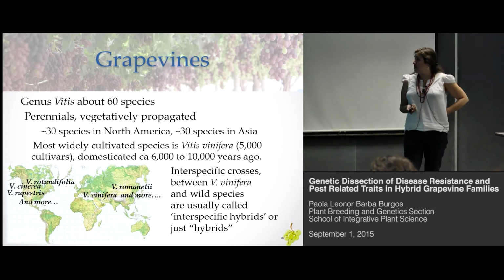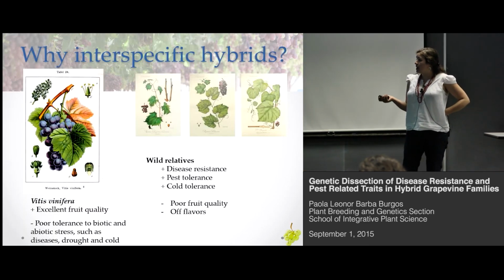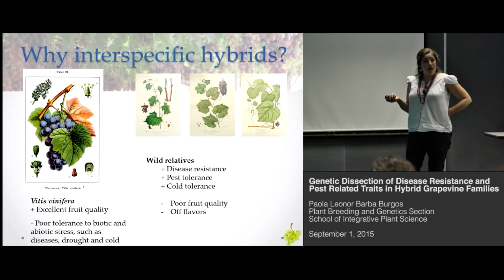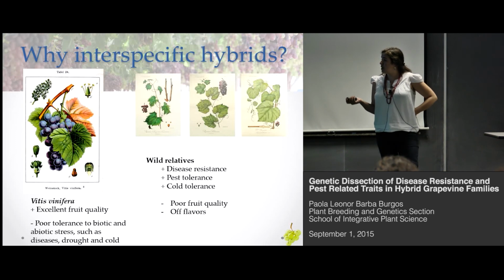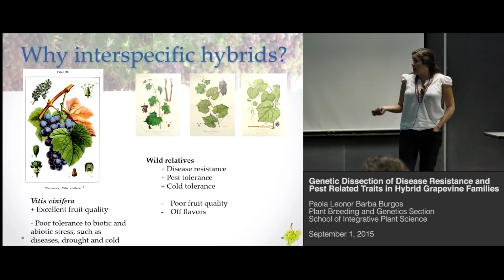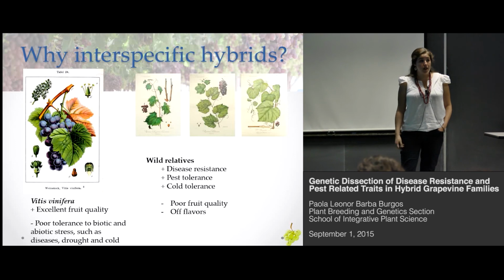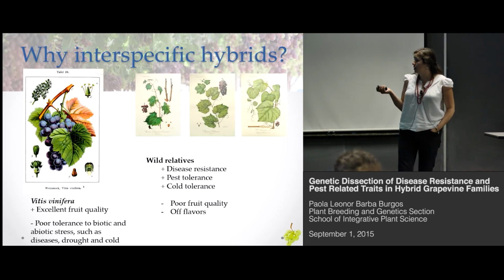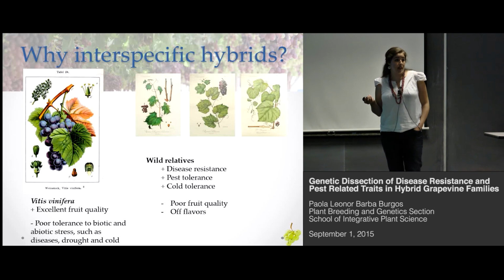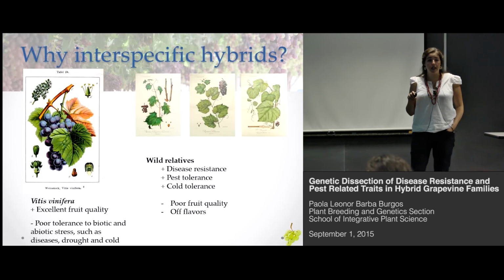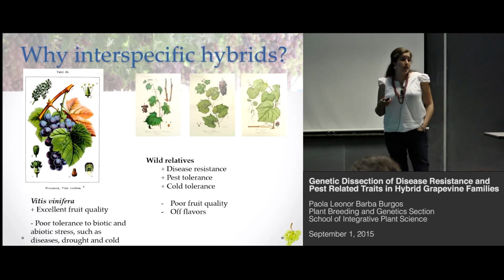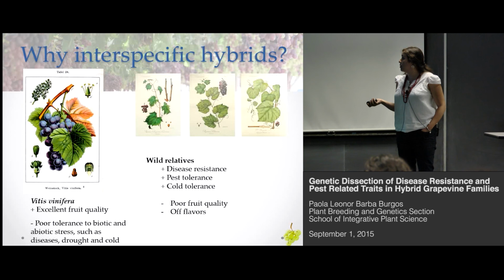Why interspecific hybrids? Vitis vinifera has excellent fruit quality. I hope you have all tasted it in wine, table grapes, or raisins. But it has poor tolerance to biotic and abiotic stresses such as diseases, drought, and cold. On the other hand, there is a huge array of wild relatives, and some of them have interesting traits like disease resistance, pest tolerance, and cold tolerance, but they haven't been selected for quality. So they have poor fruit quality: small fruits, thick skin, big seeds, and flavors that carry over into the wine and are not desirable at all.